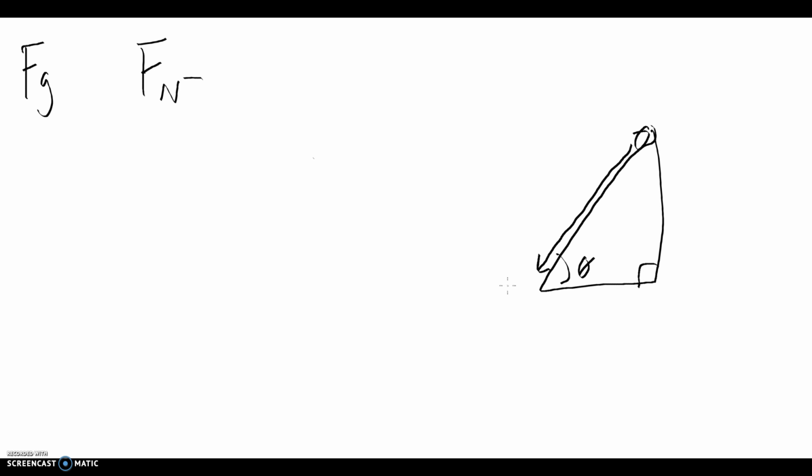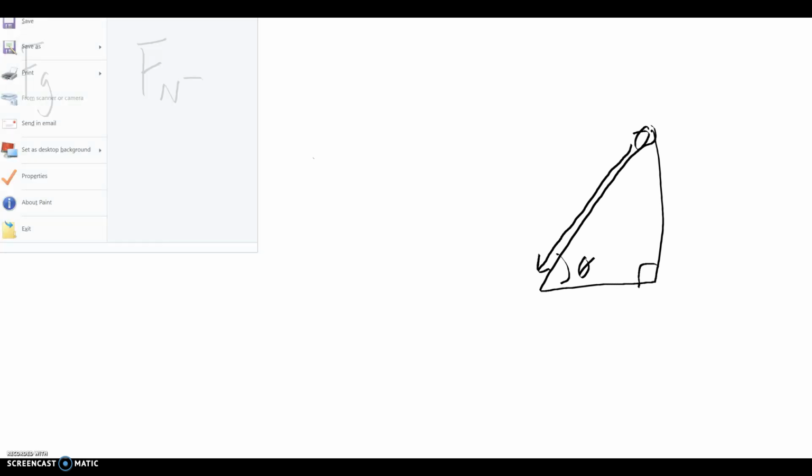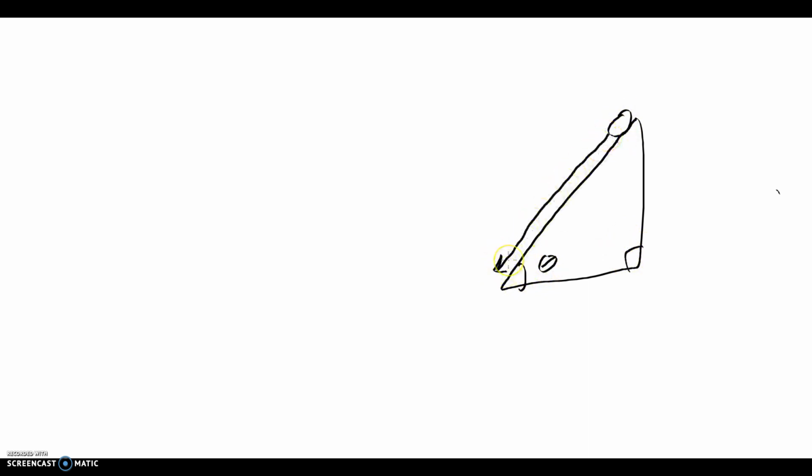So now that you know a little bit about the forces, I'm going to get into the physics behind an inclined plane. I'm just going to open up a new sheet here. So we're going to draw the inclined plane again. Here it is, angle theta, right angle there, and we'll have a ball coming down the inclined plane.